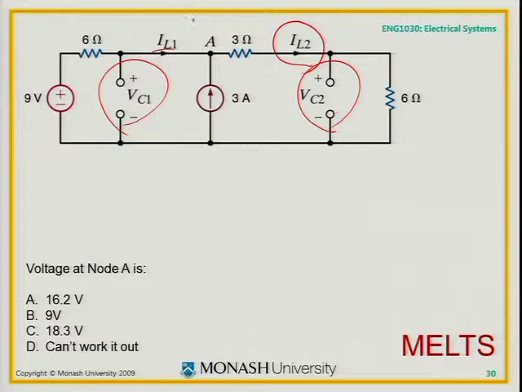Let's see if we can find VA, the voltage at that node up there, VA. And here are the different possibilities. What is the voltage at node A? You could do Kirchhoff's current law at that node. It's a nodal analysis where one of the nodes up here you already know is sitting there at 9 volts.